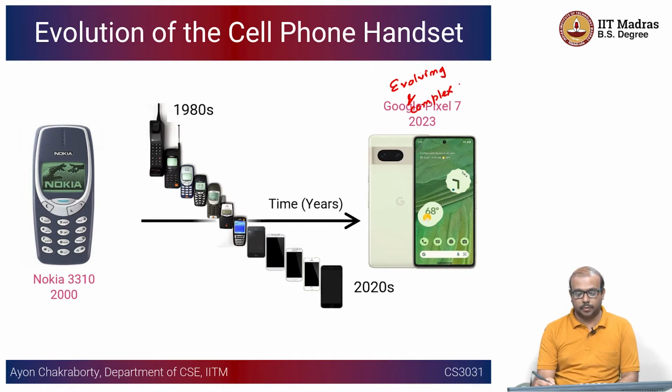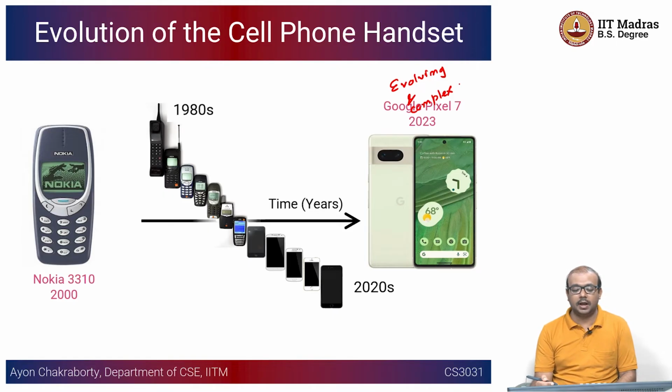So both of them are computing devices. You can use them to make a phone call, of course, but Google Pixel 7 as a modern smartphone has a lot of compute power compared to what you had in an old Nokia phone.